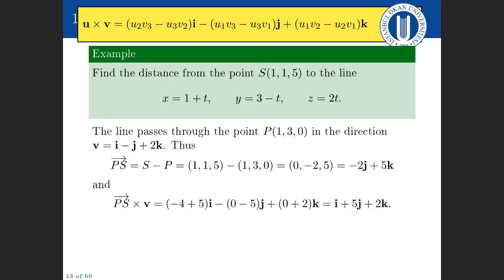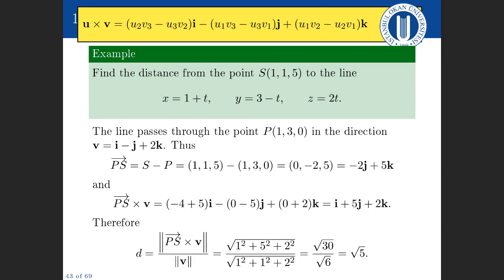We're going to need PS and PS cross V. I leave these for you to check. And then we use our formula, the norm of PS cross V divided by the norm of V. And again, I leave this for you to check. That comes out to be the square root of 5.